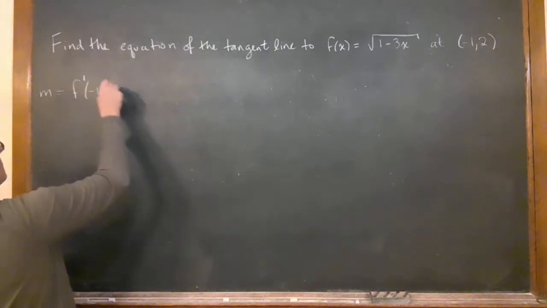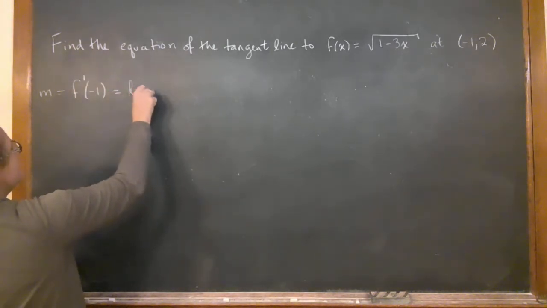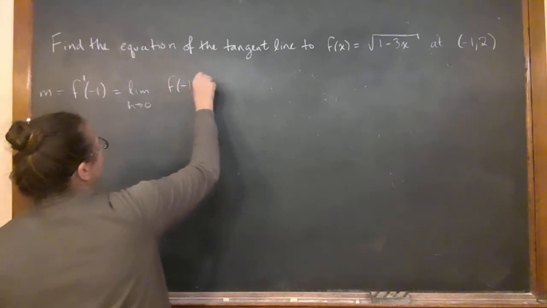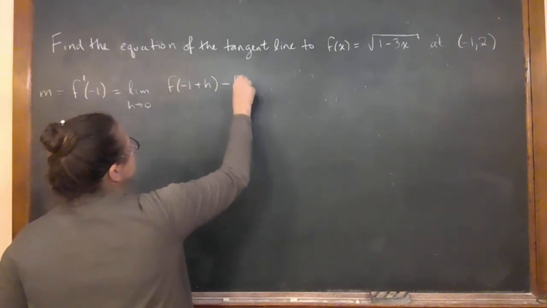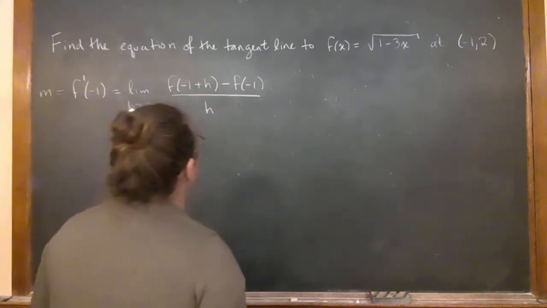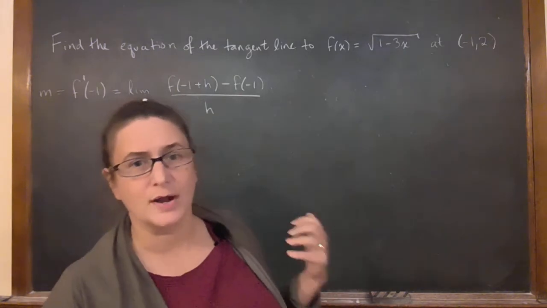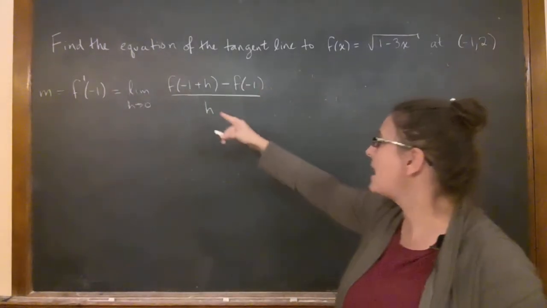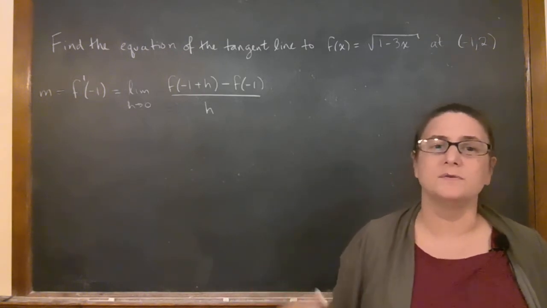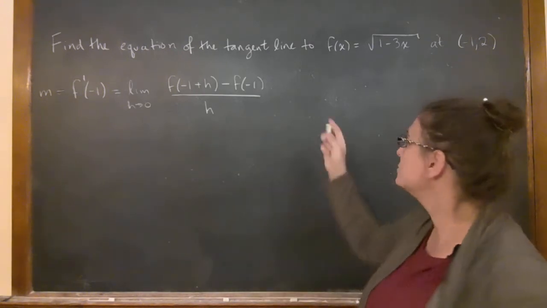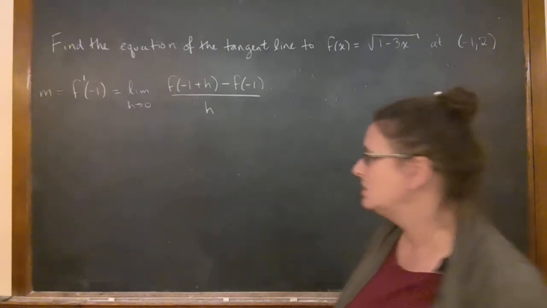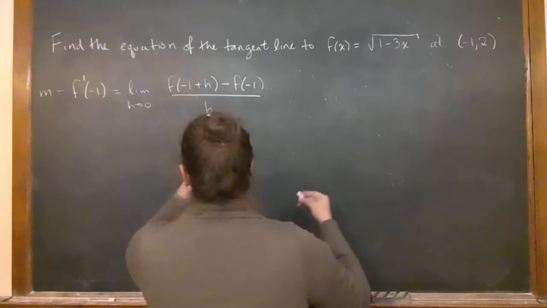Right? So that would be the limit as h goes to 0 of f of negative 1 plus h minus f of negative 1 over h. So the other thing I always do so that I don't mess it up is I write down the difference quotient, because even when you've done a lot of them, if you're just substituting, it's easy to lose negatives and stuff. So I always like to write that down.